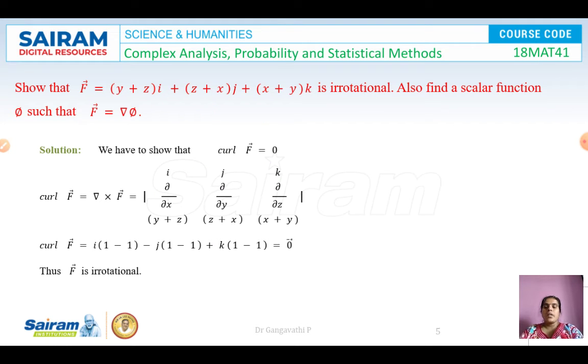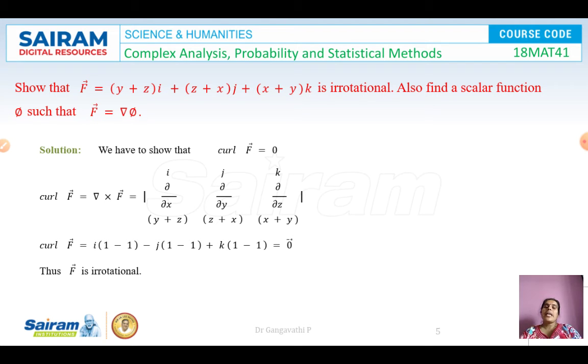Similarly, there is another problem. Show that vector f = (y+z)i + (z+x)j + (x+y)k is irrotational, and also find the scalar function phi such that vector f = grad phi. So we have to be a little careful here. There are two parts to the problem. One is to show that vector f is irrotational, and the other is to find the scalar function phi by using this result.